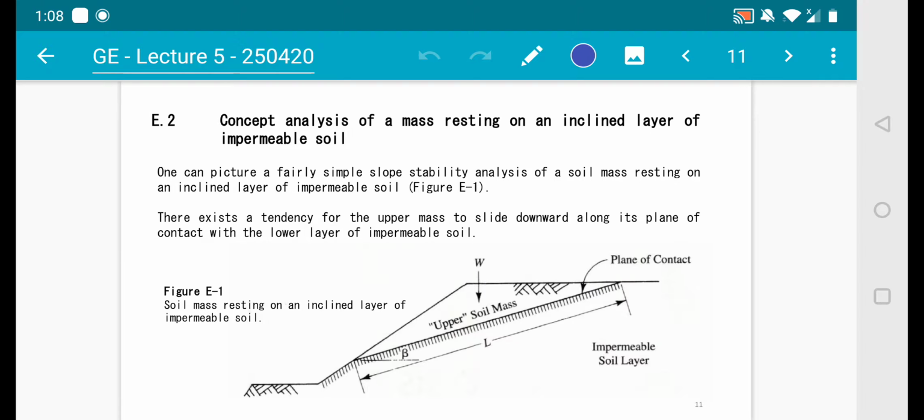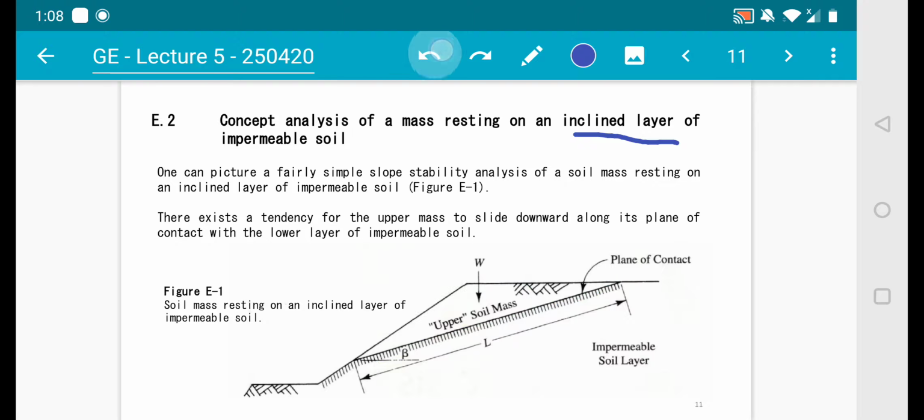Now let's move on to subchapter number 2, which is focusing on concept analysis of a mass resting on an inclined layer of impermeable soil. Inclined layer means this part of it, if you have an inclined layer over here. Now one can picture a fairly simple slope stability analysis of a soil mass. So this is a soil mass resting on an inclined layer of impermeable soil.